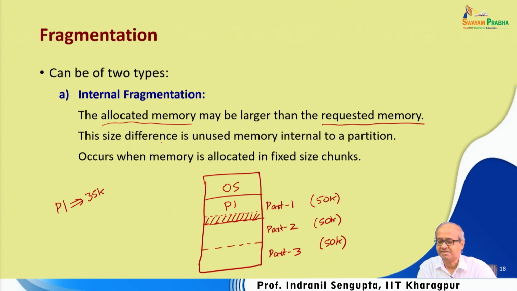This size difference is referred to as internal fragmentation, and it occurs, as this example shows, when memory is allocated in fixed chunks, 50K, 50K, 50K, something like this. So, internal fragmentation means wasted memory space within an allocated partition. This is one of the problems in memory management, and you have to take care of this.